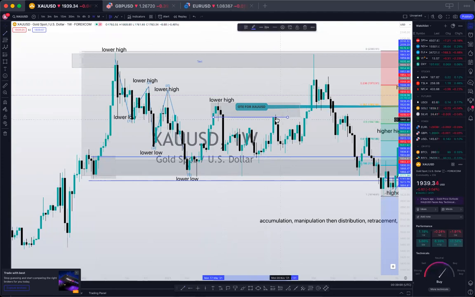Can you see? Then it came down. Like I was saying, these are small movements. Don't waste pips, put a good lot size. You are talking about money here.